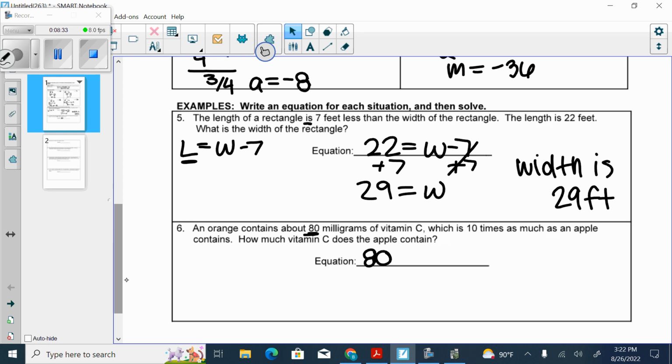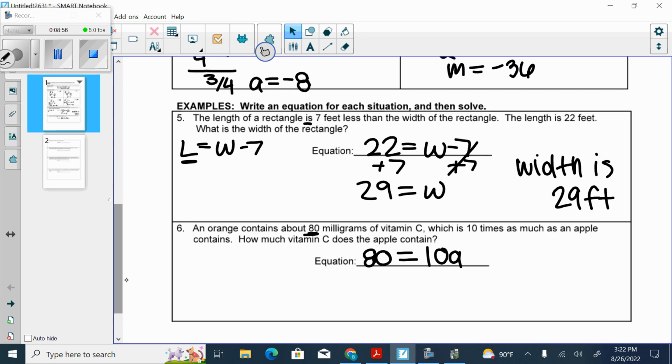So it contains 80, which is, when we see that word is, what do we need? Good. 10 times as much as an apple. So do we know how much the apple is? So I'm going to put 10 times what? Good.